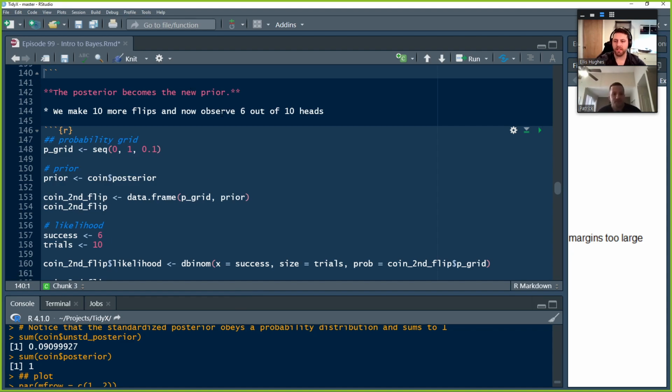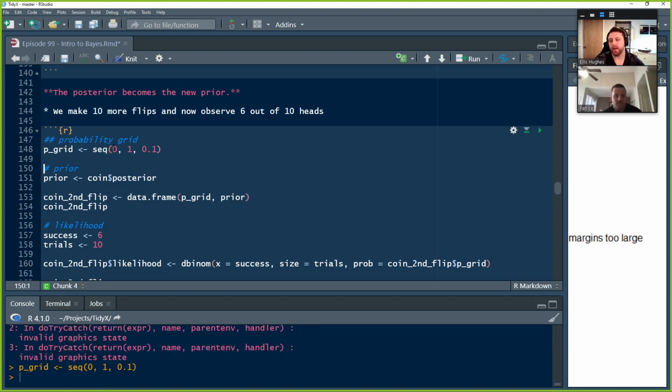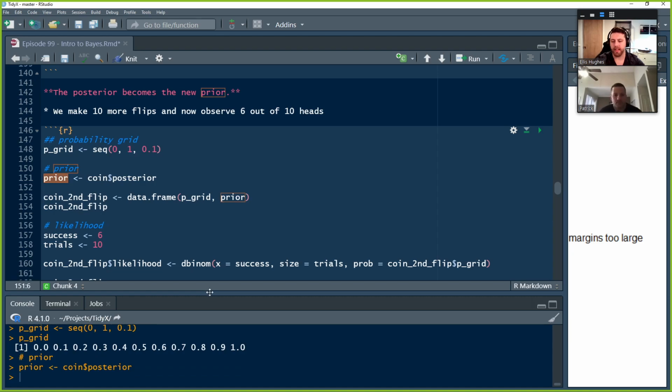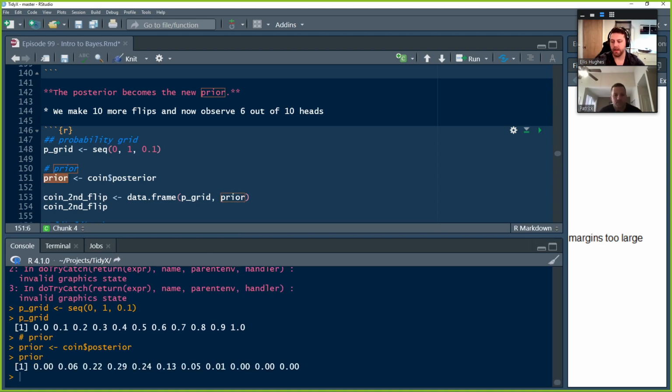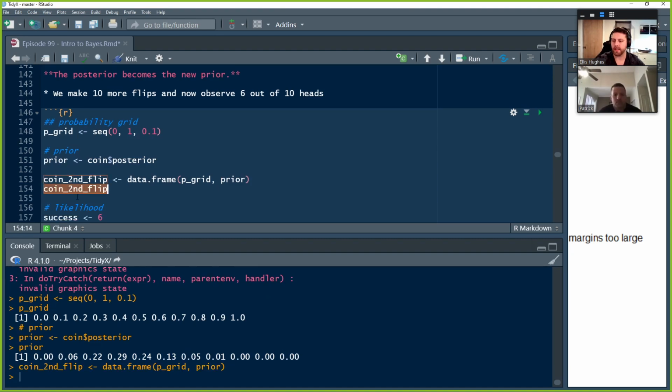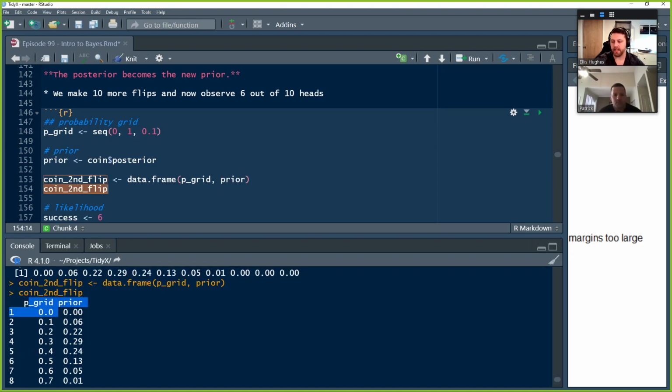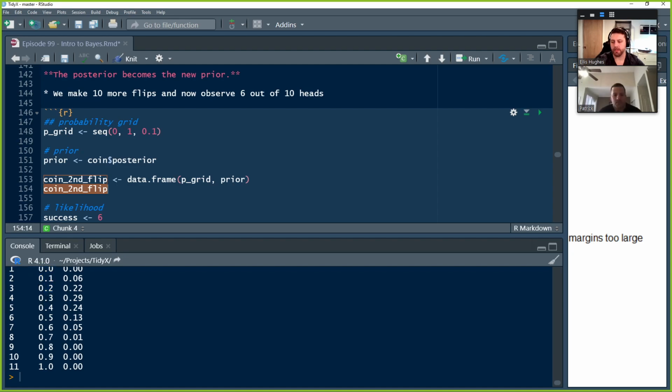Let's flip it 10 more times, and let's say that we now see 6 out of the 10 flips come up heads. So now we have 20 flips total, but we have this prior going on. We're going to recreate our P grid, from 0 to 1. We're going to pull out the prior from the last 10 coin flips, and now we have our last prior set. We're going to recreate our data frame, and this time we're going to call it coin second flip. So we have our P grid, the probability of it coming up 0.1, 0.2, 0.3.